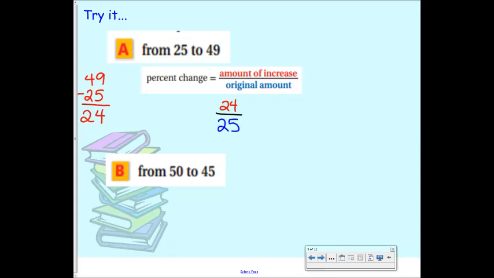All right, so it went from 25 to 49. So 25 is my original amount. I found my amount of increase by doing what? Subtraction. So then this right here is a fraction, but every fraction is a what? Division problem. So someone on their calculator, go ahead and do that division for me. 0.96. But remember, we're converting to a percent, so that ends up being good. Perfect. So that's a 96% increase. It went up 96%.